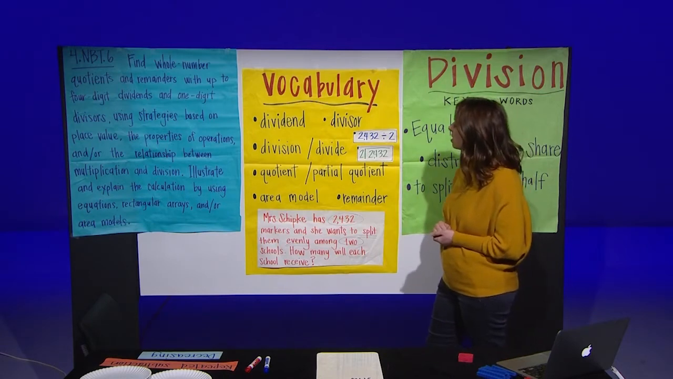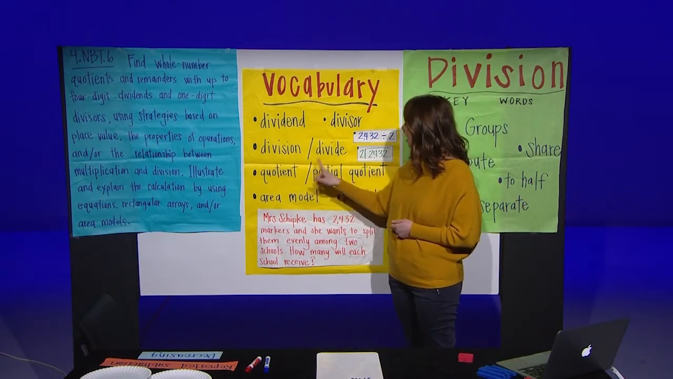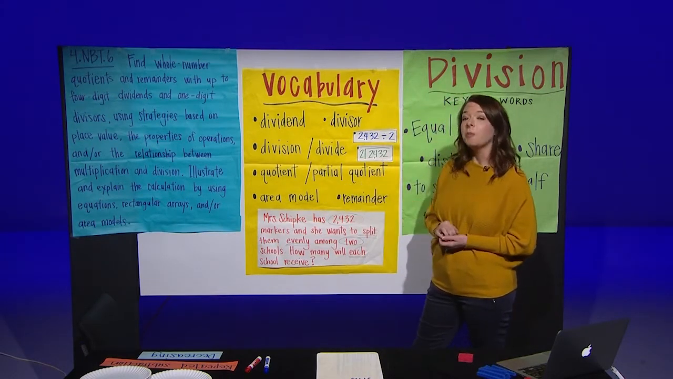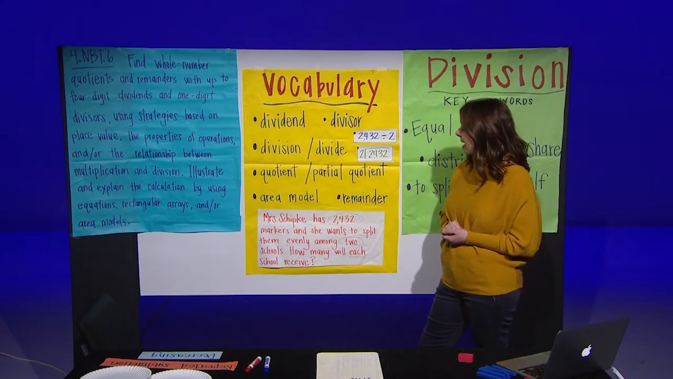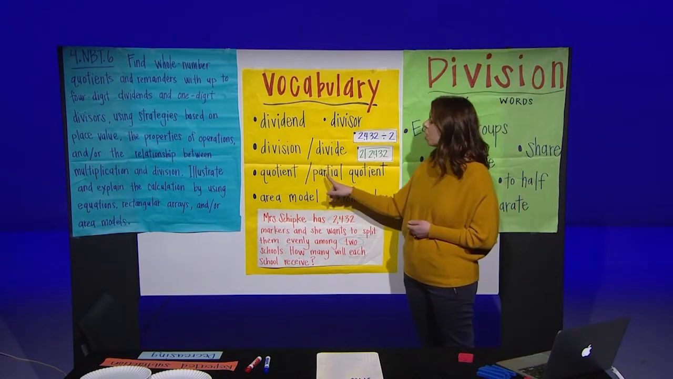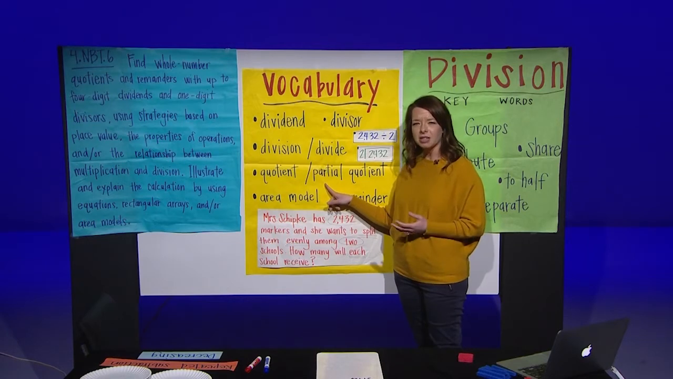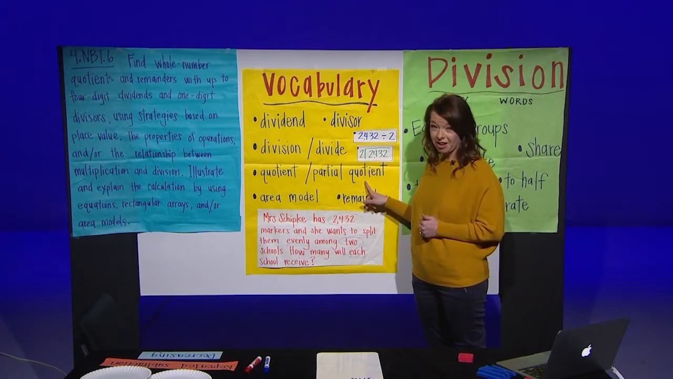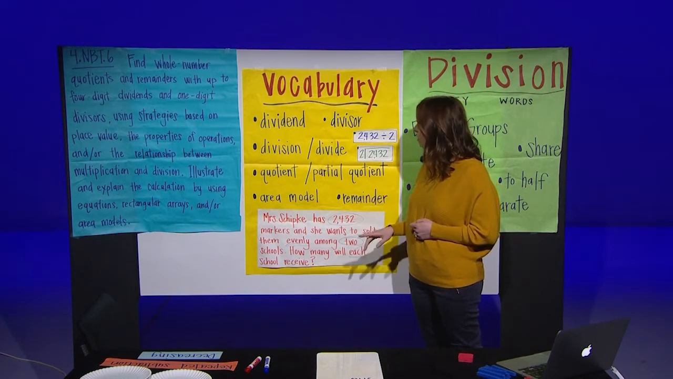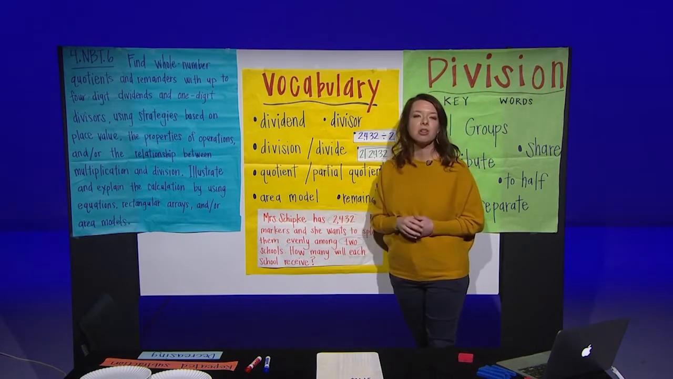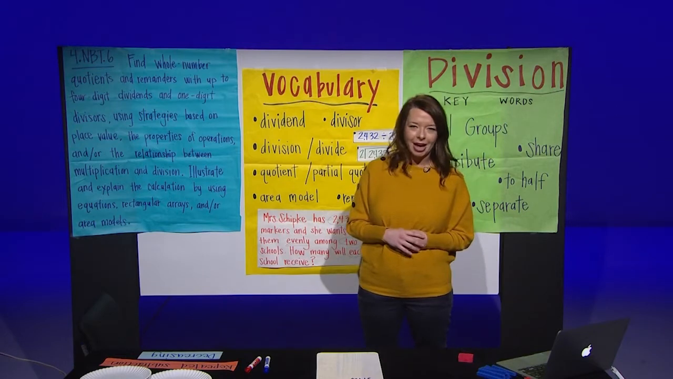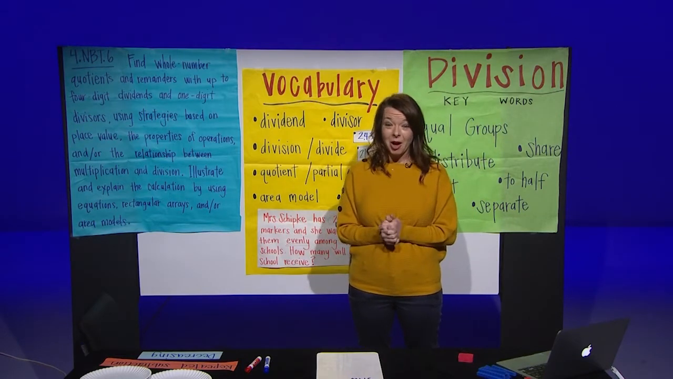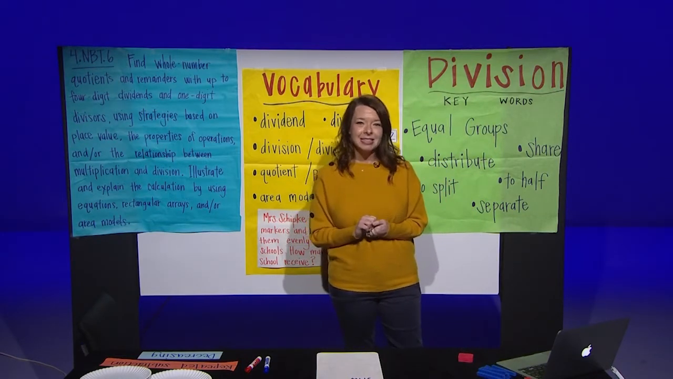And then we also have the words quotient and partial quotient. You probably remember that quotient is the answer in division, but the word partial means part. So it is part of the answer in division. That is definitely what we're working on today. And we're also going to be using area model as one of our strategies. So I hope you're excited to work on some division.